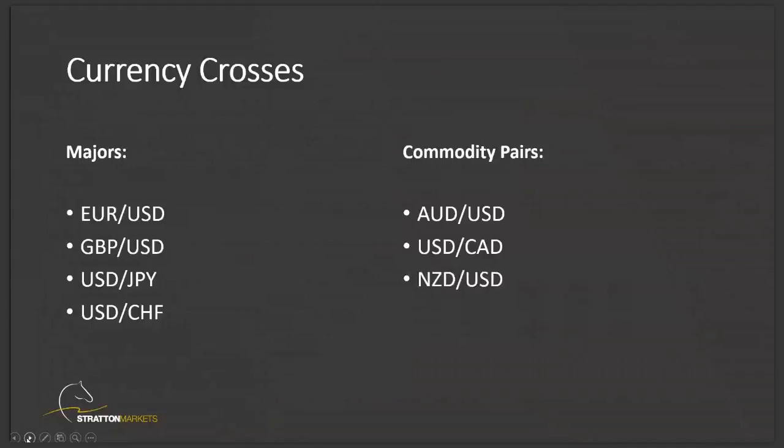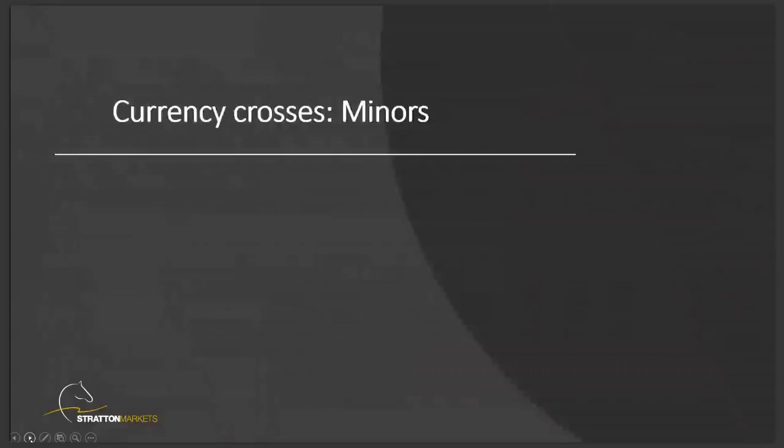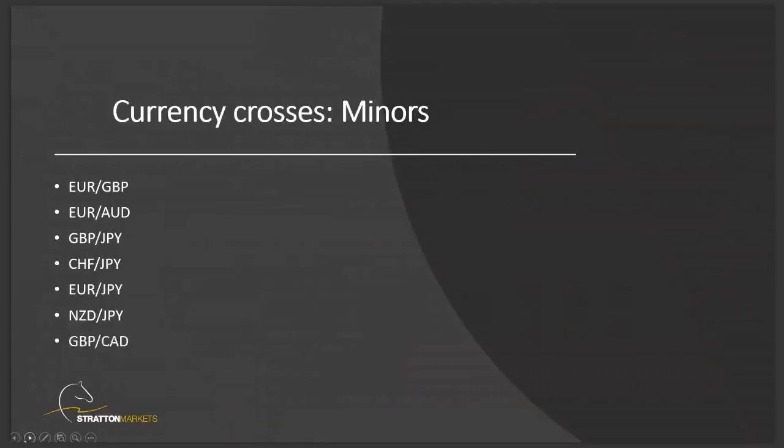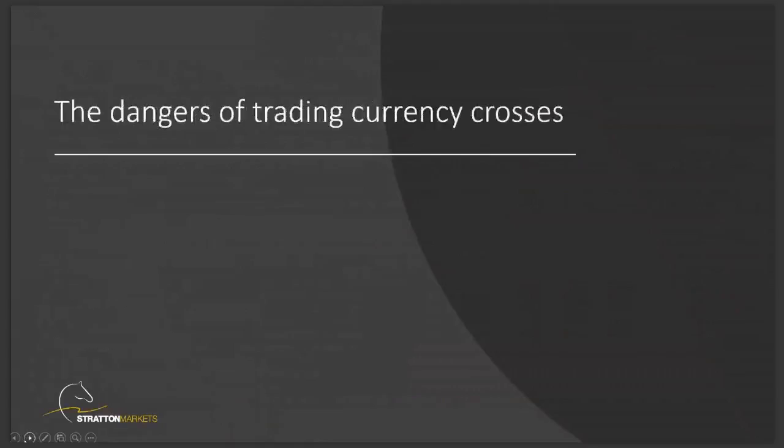But then when we switch to currency crosses, we're really talking about the minors here. These include the likes of the euro sterling, the euro Aussie dollar, British pound Japanese yen, the Swiss franc Japanese yen, the euro Japanese yen, the Kiwi Japanese yen, and the British pound Canadian dollar. Now, I like looking at currency crosses for several reasons. It gives you great opportunities. It opens your mind to other opportunities instead of just being stuck looking at the dollar majors.